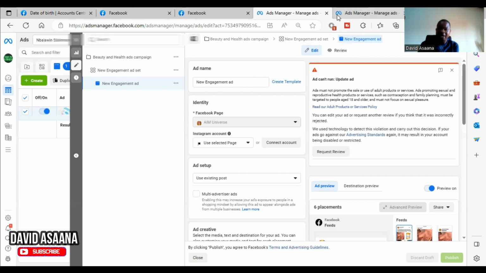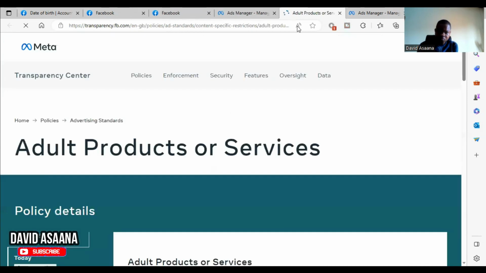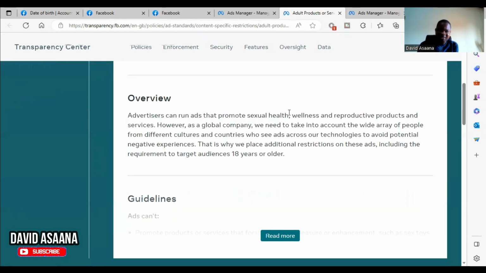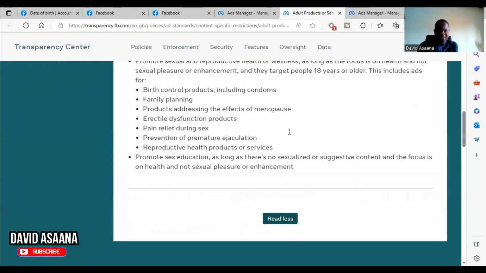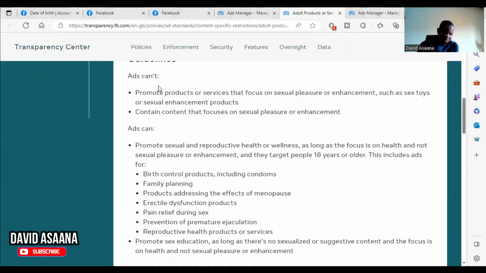So in order to know exactly the problem you are facing and how to get it resolved, you click on this, open it in a new tab. So this is the details of that particular policy. If you come here, we can read what we can promote, the do's and the don'ts. What you may not be allowed here is to promote a product or service that focuses on sexual pleasure or enhancement, such as sex toys or sexual enhancement products.